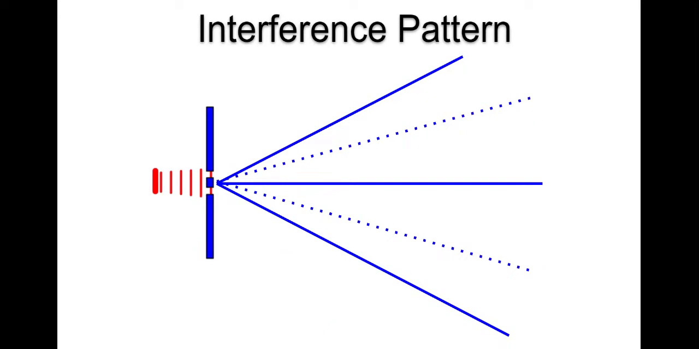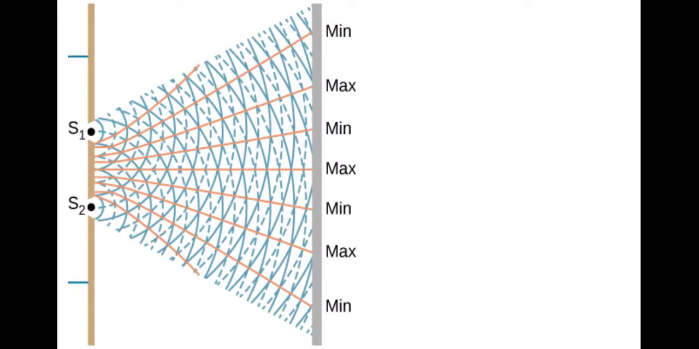Now, what's going on here? Well, here's a similar thing. The solid lines in this diagram, the solid blue lines, represent the crests of a wave, and the dashed lines represent the troughs of waves.